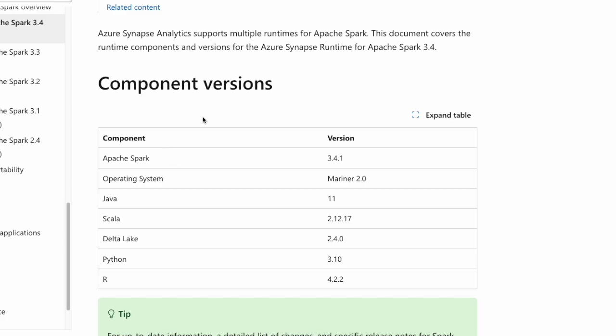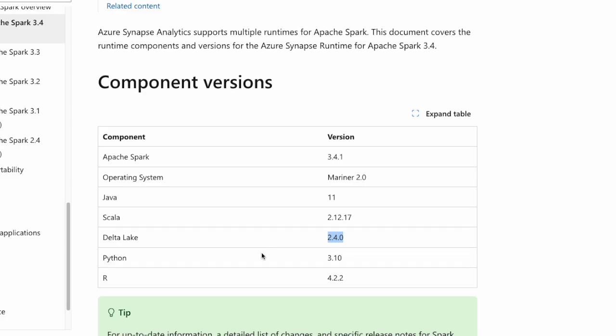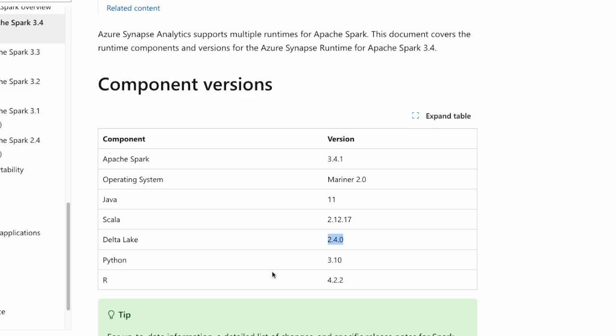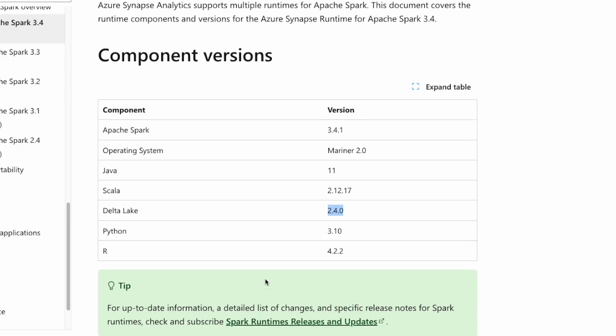Always look for this: what is the Spark version? 3.4.1, and what is the Delta version? Delta 2.4.0, so it's pretty old. I think Delta 4.0 was announced just a couple of days back, so if you see, it's pretty old. I think with Spark 3.5, you get Delta 3. So at least we should have that, but we'll have to wait till it comes here.